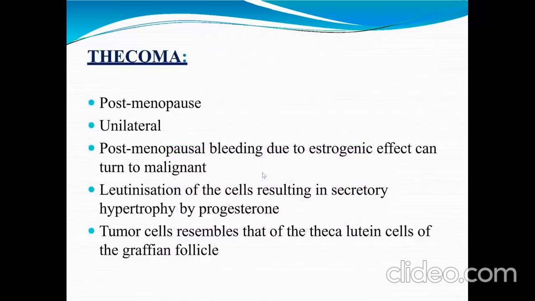Now, if we consider the spindle cell component of the ovary, the tumor arising from the spindle cell component is known as the thecoma. It occurs post-menopause. It mostly is unilateral. It presents with post-menopausal bleeding due to estrogenic effect, and it can turn malignant. Luteinization of the cells resulting in secretory hypertrophy by progesterone can occur. Tumor cells resemble those of the theca lutein cells of the Graafian follicle.